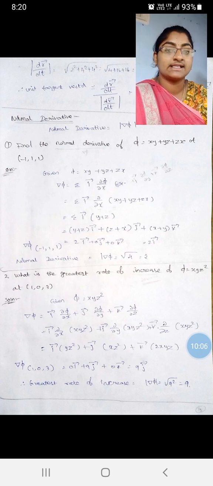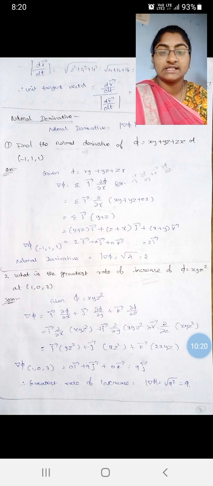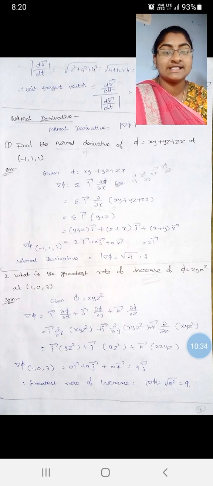The value of phi I am substituting here as xy plus yz plus zx. Now I have to differentiate these terms with respect to x, so it will become y plus z. Now expanding this, y plus z i vector, z plus x j vector plus x plus y k vector. Thus I find the value for del phi, and also the point value is given. So I am substituting it for x, y, z. So my term will become 2i vector plus 0j vector plus 0k vector.